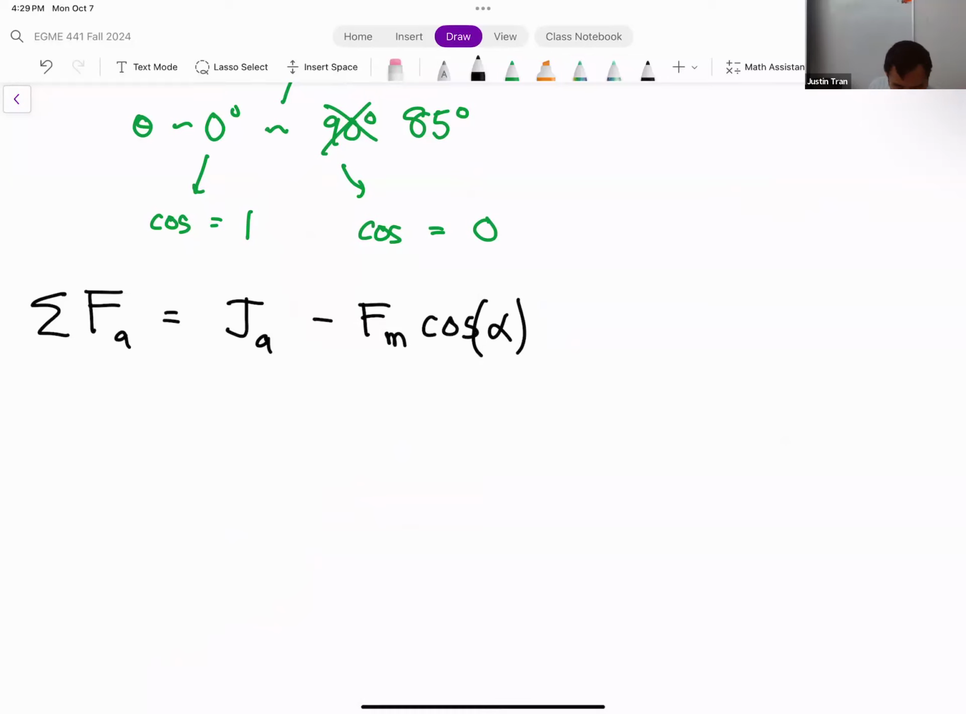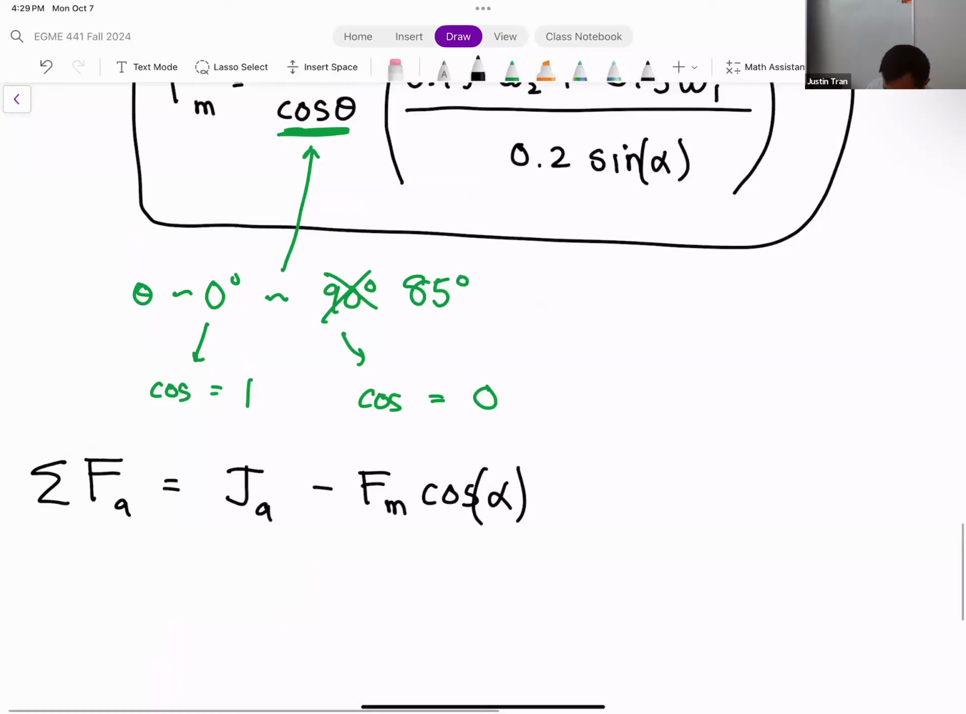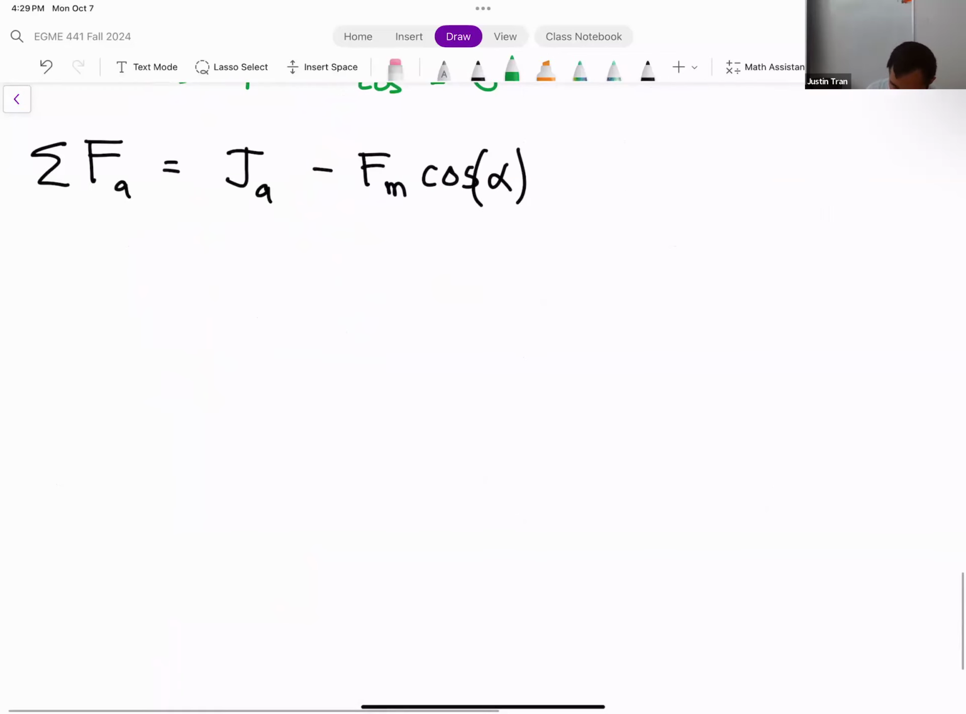Next, we need the components for the weights. This gets a little bit complicated just because it's not perfectly clear from the figure.